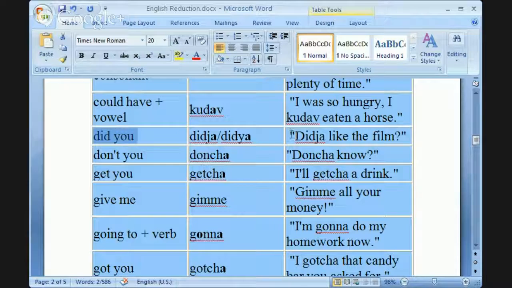Okay. Can you try the example sentence? Did you like the film? Did you like the film? Very good. Excellent.